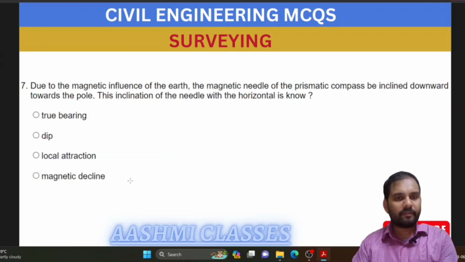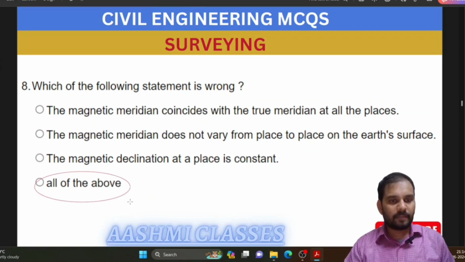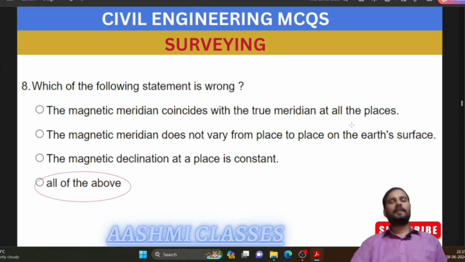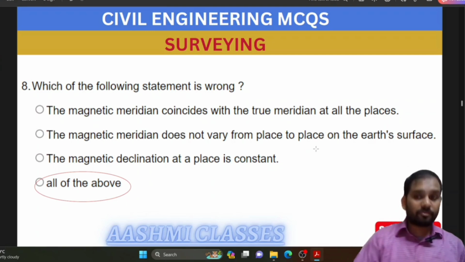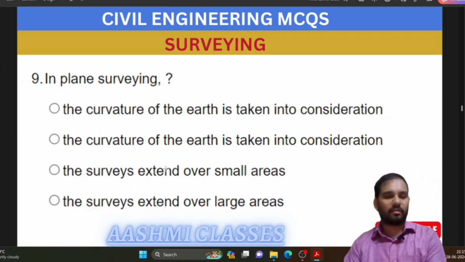Due to magnetic influence of the earth, the magnetic needle of the prismatic compass is inclined downward towards the pole. The inclination of the needle with the horizontal is known as dip. Which of the following statements is wrong? The magnetic meridian coincides with true meridian at all places. The magnetic meridian does not vary from place to place. The magnetic declination at a point is constant. All of the above, all are wrong.